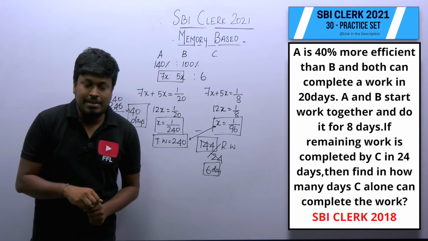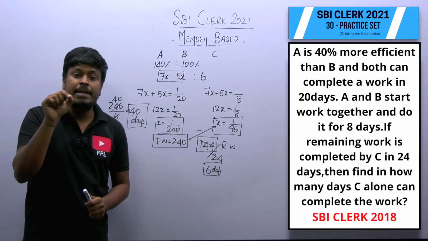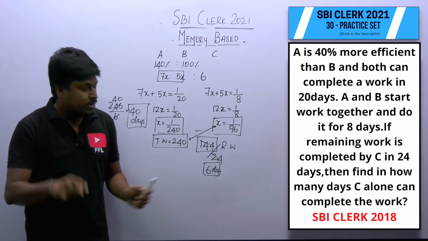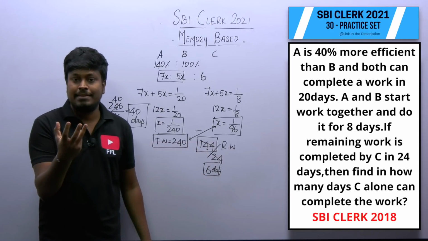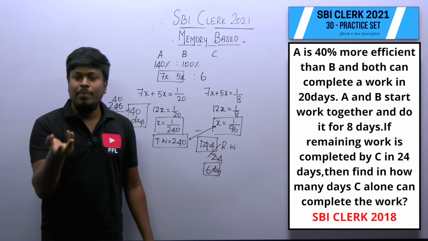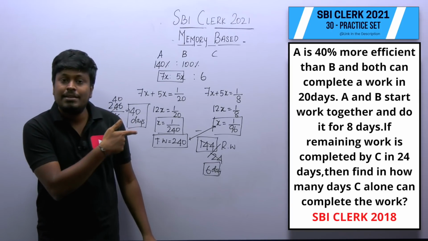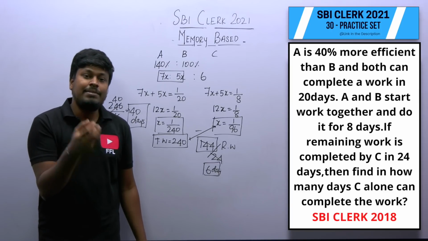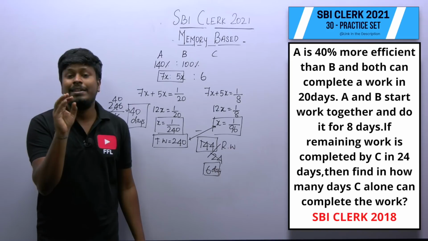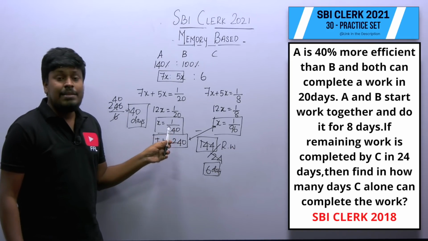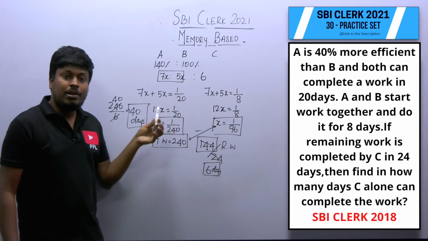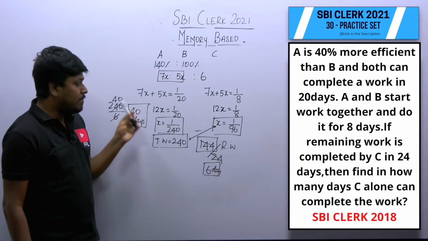Now according to the question, that remaining work was completed by C in 24 days. So remaining work 144 divided by 24, the result is 6. 6 is C's efficiency. Once you find C's efficiency, what is our question? Our target is to find how many days C alone will take to complete the total work. What is the total work here? 240. C's efficiency is 6. So 240 divided by 6, the result will be 40 days.